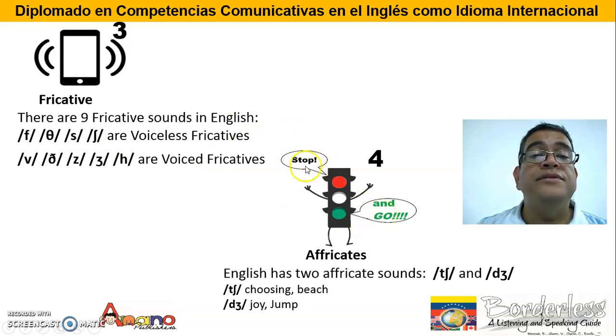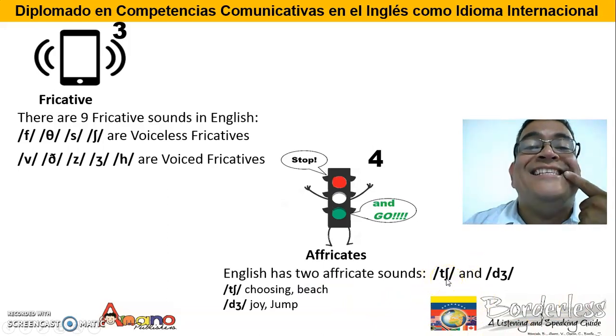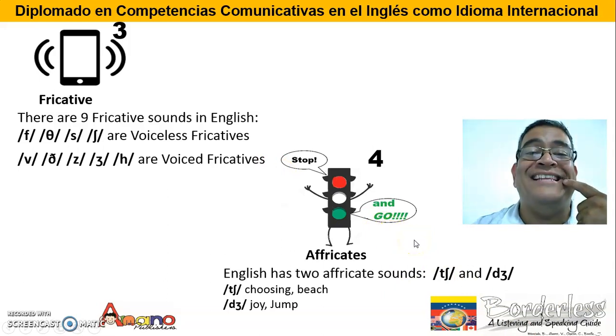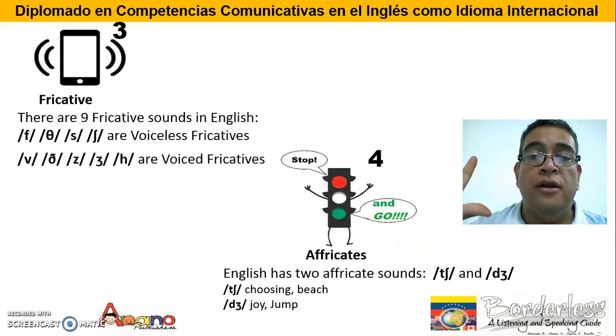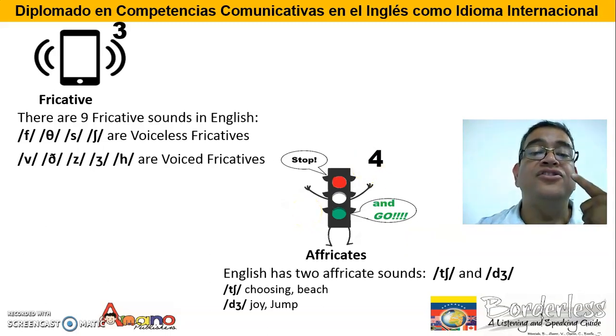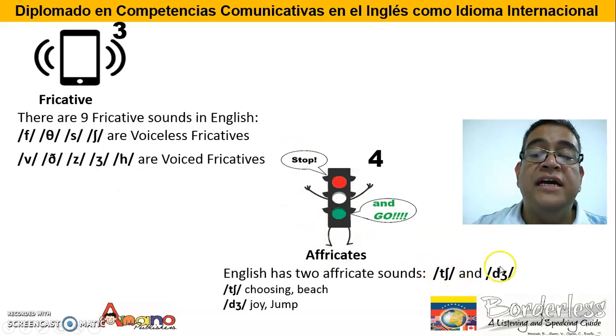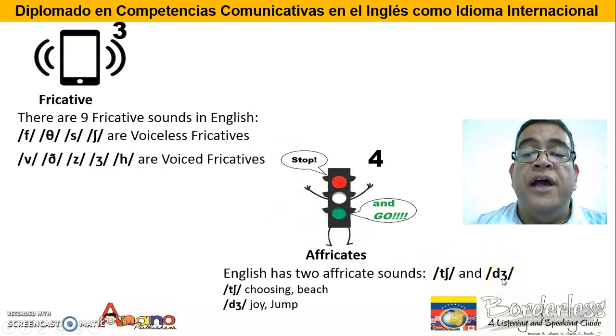So that's why I use this drawing, in order for you to see: you stop the sound and then you produce it, okay? The English language has 2 affricate sounds, and these are the sounds. They produce friction, and then at the same time they produce explosion. Okay, so that's why they're stop and explosion at the same time. This is the ch, and the other one is the j.